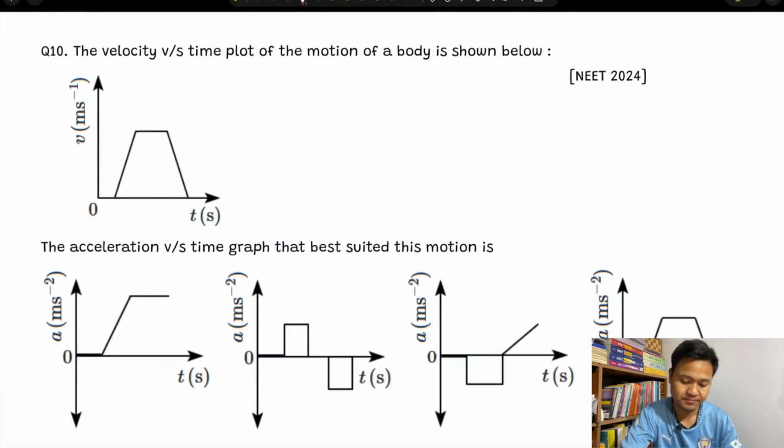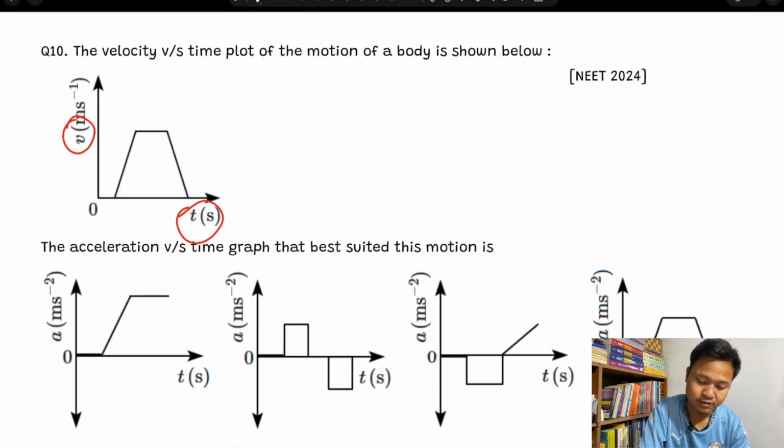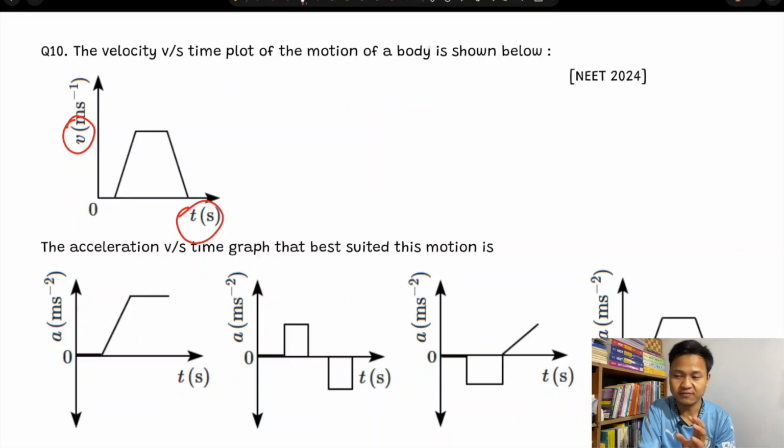2024 NEET question. You're given a v versus t graph and they ask you to draw the acceleration versus time graph. Acceleration is dv by dt. So in a v versus t graph, acceleration is given by the slope. Previous question also had positive acceleration to negative acceleration. Okay, so now you see here.